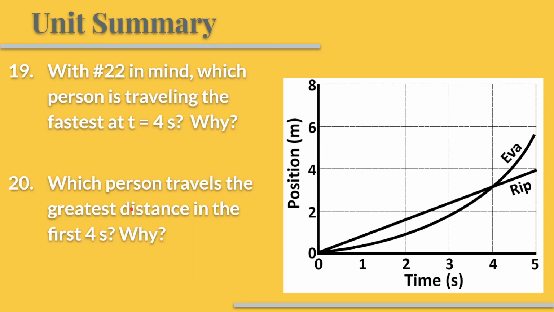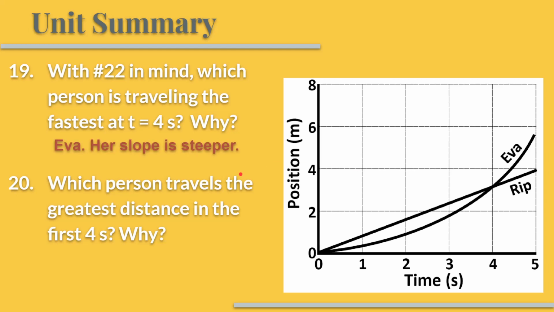All right, which person is traveling the fastest at 4 seconds? I just answered that. Ava is going faster because if you look at my red little cursor here, the slope here is steeper. I know it's changing, but if you look at the slope at that point, the tangent line at that point, it is steeper than Rip's slope would be.